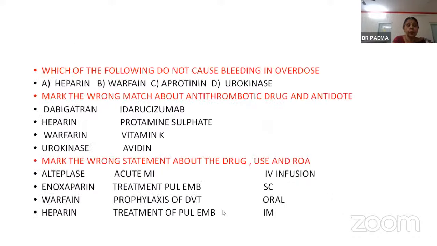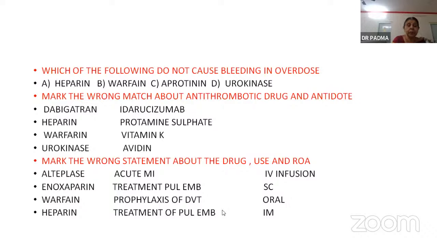Which of the following do not cause bleeding in overdose? Heparin, warfarin, aprotinin, urokinase. Heparin, the unfractionated heparin or low molecular weight heparin. Warfarin, oral anticoagulant. Aprotinin, which is the anti-fibrinolytic agent. Urokinase, a fibrinolytic. So, which is the one which does not cause bleeding in overdose? It is aprotinin because it is an anti-fibrinolytic agent.